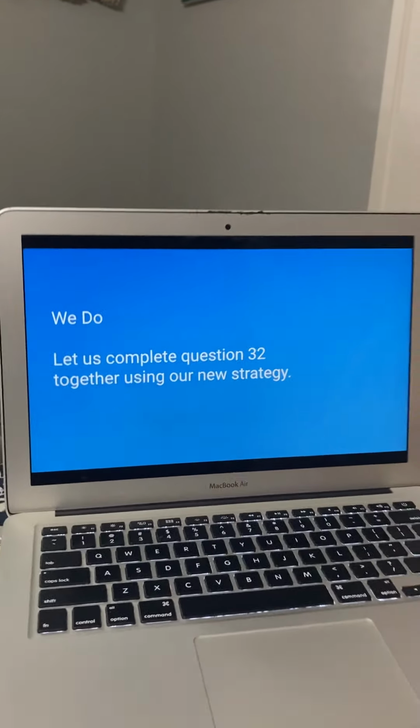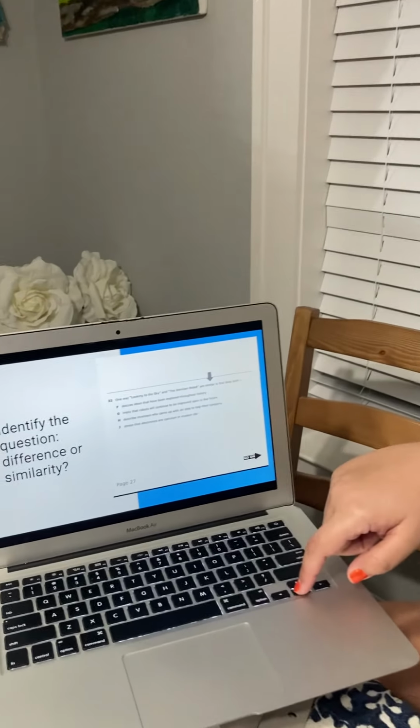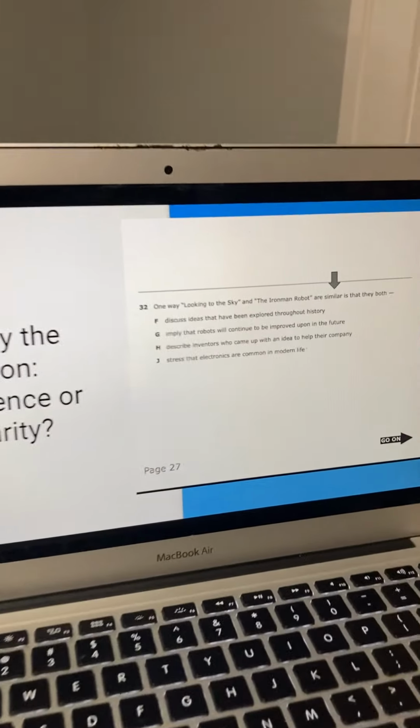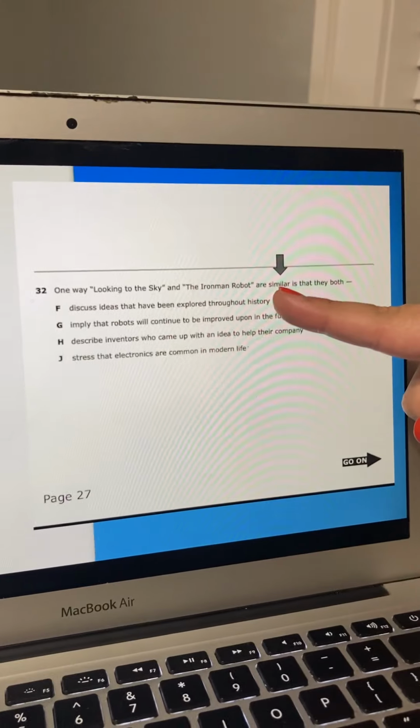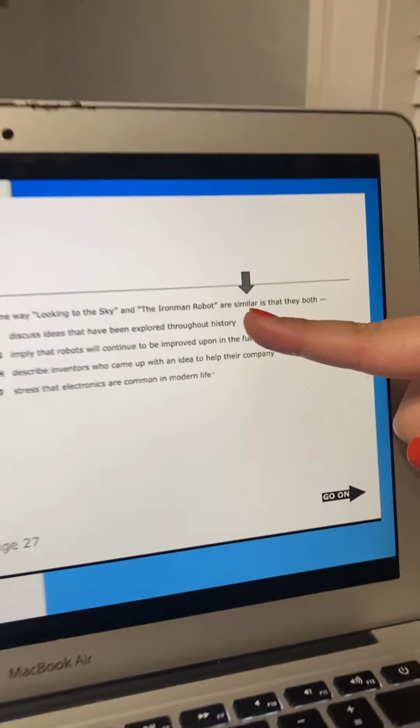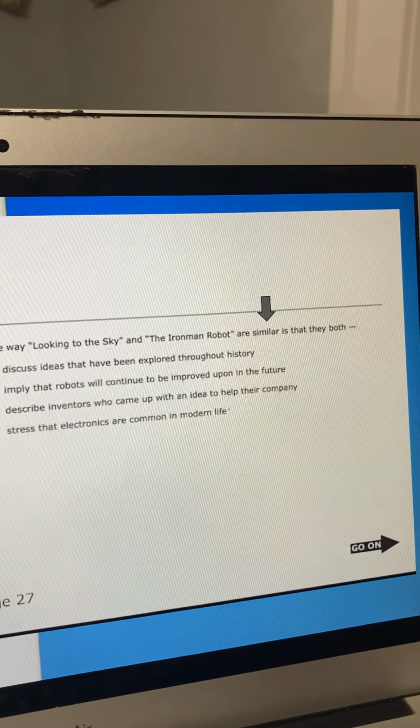Now, let's do one together as a group, as a class. That means if you have any questions, you're able to yell out, send me a message, just jump in anytime. So let's identify the question. Is it difference or similarity? And we see one way Looking to the Sky and the Iron Man robot are similar is that they both.